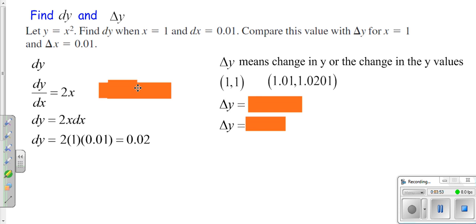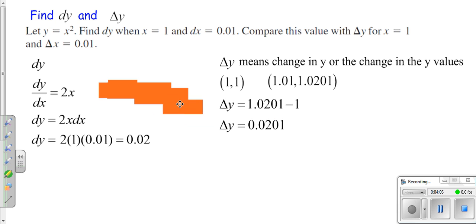There we go. Well, delta y is just the change in my y value. So I'm going to take my second y value minus my first y value, and I get this here. Now, you'll notice these are very similar. They should be very similar, assuming your dx or your delta x is relatively small.